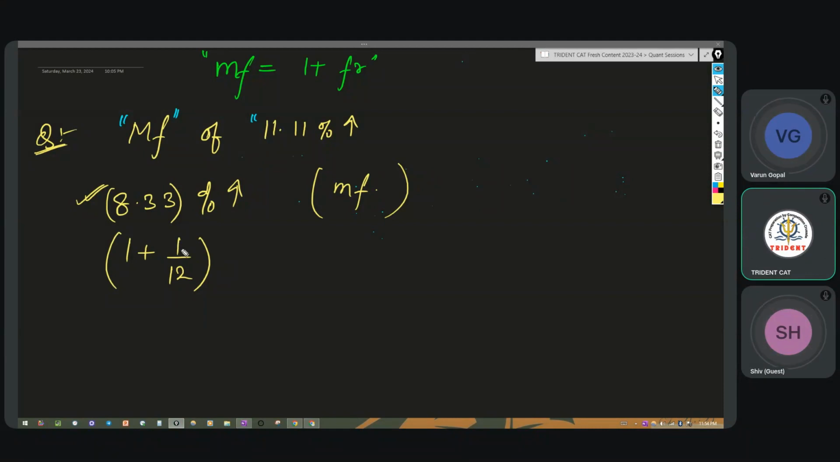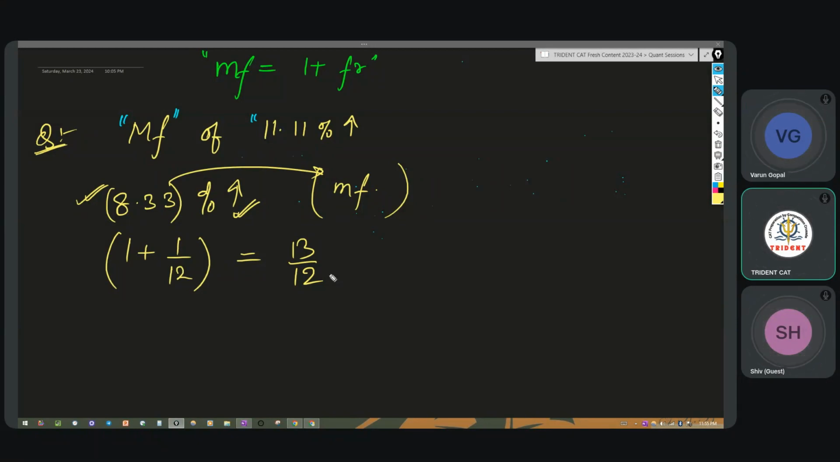So again, I will tell you 1 plus 1 upon 12, 13 by 12. Why 1 upon 12? Because the fraction equivalent of 8.33 percentage is 1 upon 12. But because we're looking at the multiplying factor, we will add 1 to it. And why are we adding 1 to it? Because we are looking at an increment. Make sense? Yes. 13 by 12. I will say this thing enough and more number of times so that you guys will have no issues.